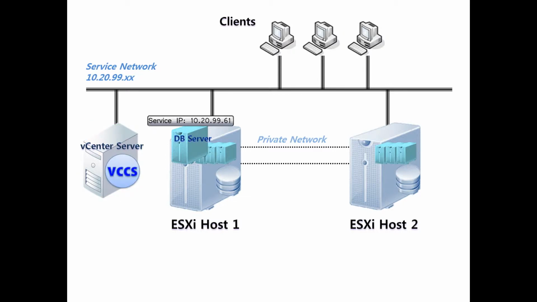As you can see in the vCenter console, VCCS is installed in the vCenter server. There are two direct connection network paths between hosts. One is the cluster communication path for heartbeat, another is the mirroring path for data replication.